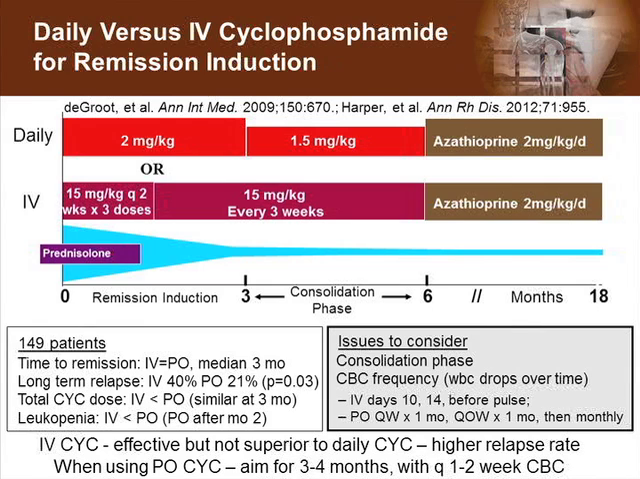So what this study told us, for those who do favor intermittent cyclophosphamide, is that when given in this regimen, it is effective, but it is not superior to daily cyclophosphamide, and it may be associated with a higher relapse rate. For those who favor daily cyclophosphamide, this remains a very valid option. The goal should be to aim for 3 to 4 months of treatment with CBC monitoring every 1 to 2 weeks for as long as they are receiving cyclophosphamide treatment in order to detect and prevent leukopenia.